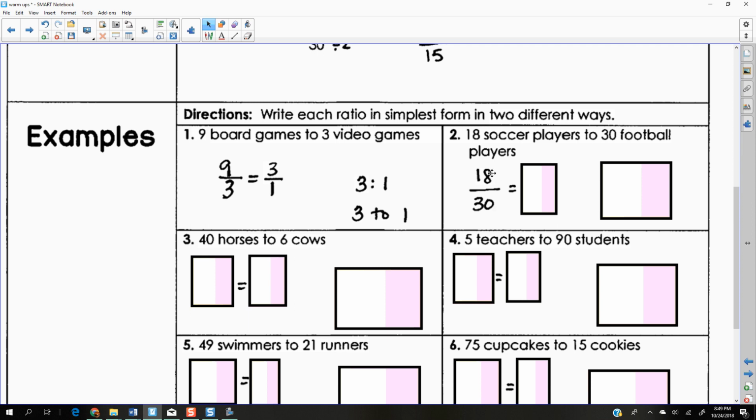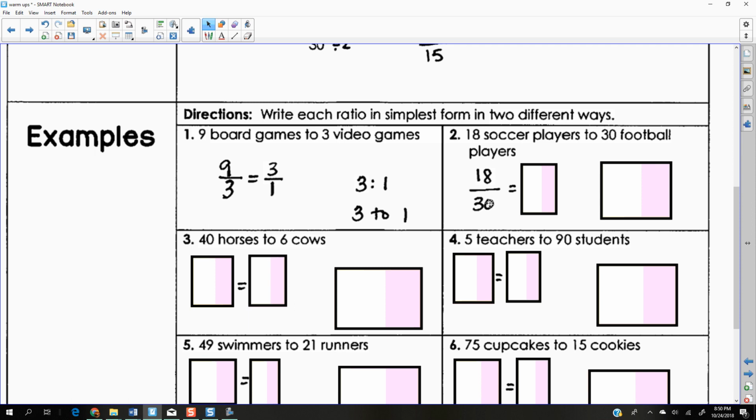But let's look at 18. What do we know that will divide into 18? We know 18 will divide into 18, but it won't divide into 30 because 18 times nothing equals 30. So 9 will divide into 18 because 9 times 2 is 18. But 9 won't divide into 30, so we can't use 9. 6 will divide into 18. Will 6 divide into 30?